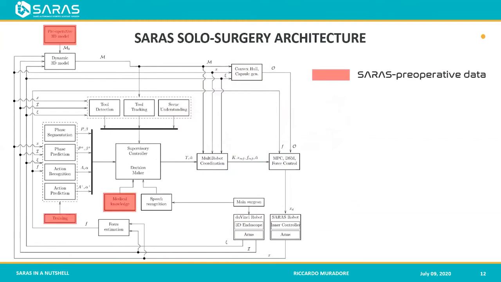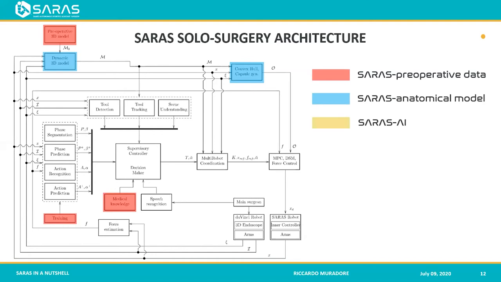So we have to include the SARAS preoperative information, so medical knowledge, the training from previous procedures, the 3D model of the patient, for example, an MRI scan. Then we have all the anatomical model of the patient. And this model should be updated at runtime, because during the procedure, the environment is changing. So we have to update the 3D model in order to better design all the region that SARAS has not touched, what are called no-fly zone or forbidden region.